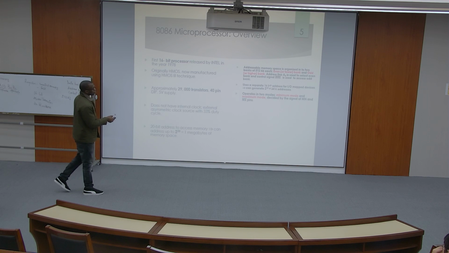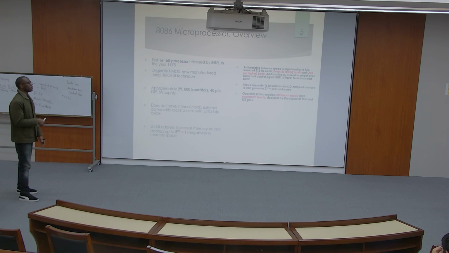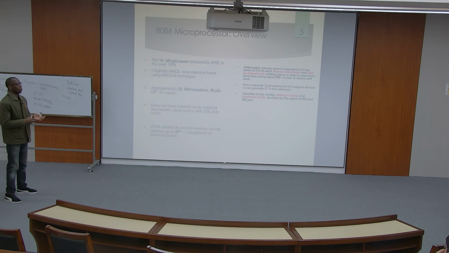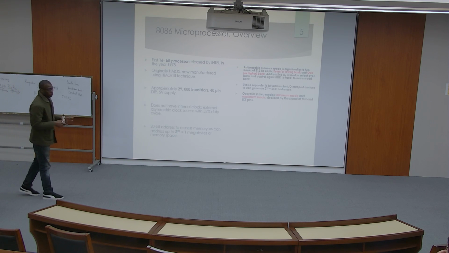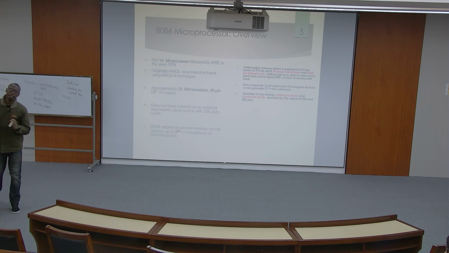It also has a 16-bit address for input-output devices. That means it can generate up to 2 to the power of 16 addresses, that is 64K addresses. It has to operate in two modes, minimum mode and maximum mode. We're going to see what it means when it is selected to work in the minimum mode, and when it is selected to work in the maximum mode. So these are the key features of our 8086 microprocessor.